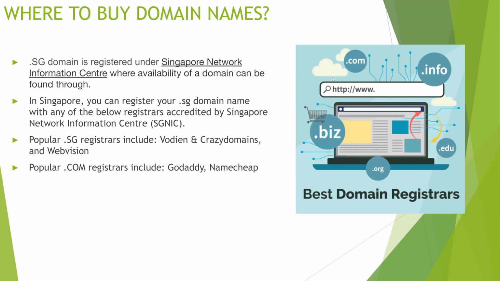The other popular ones are GoDaddy and Namecheap. The one I prefer is Namecheap, which is in the US. One of the good things about Namecheap is they give you free privacy. With Vodien, I think you have to pay about $15 for privacy, but Namecheap gives it for free. If people do a WHOIS on your domain, they can see your address, phone number and name. If you have it protected, they can't see your information.